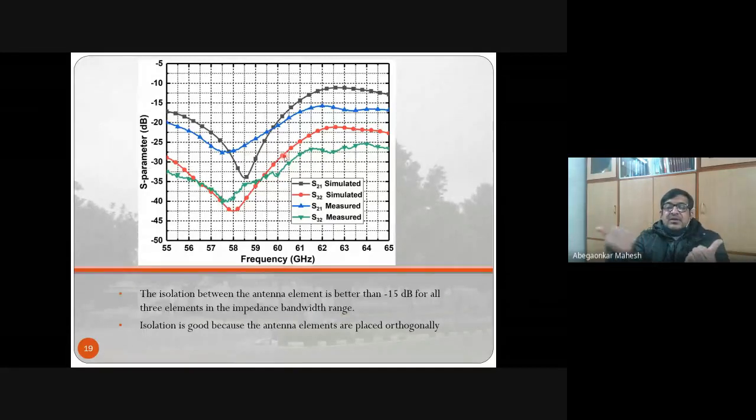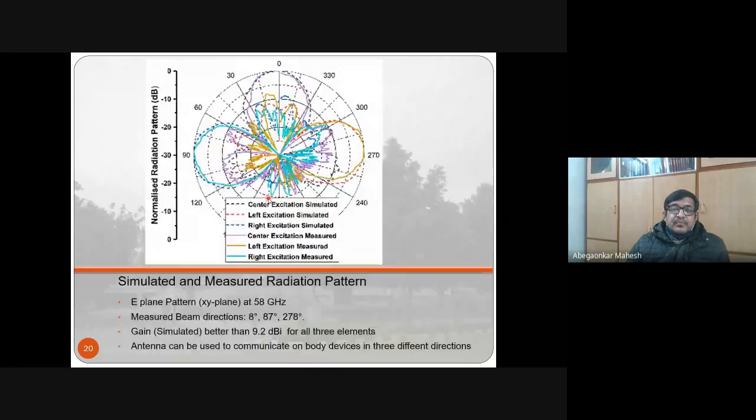These are the radiation patterns for the three antennas. One is center excited, then left excited, and right excited. You can see that there are three patterns. This is center excited, the blue curve shows left excited, and the yellow curve, the mustard color, shows right excited. So we get patterns in three different directions. One single antenna can communicate with three different nodes on the body.